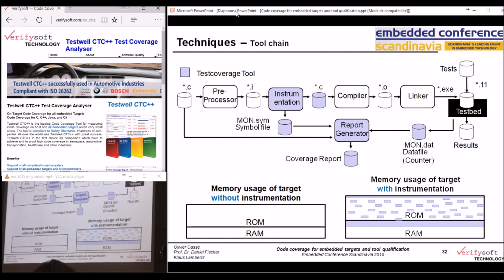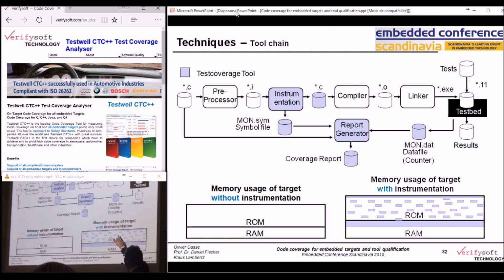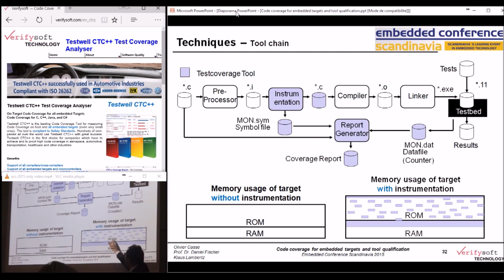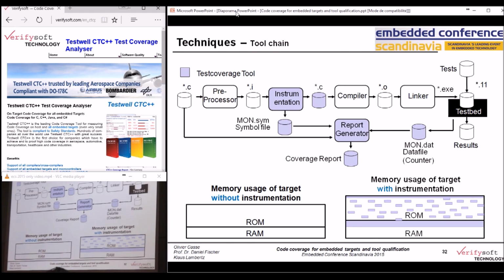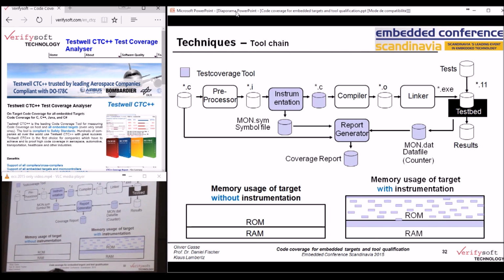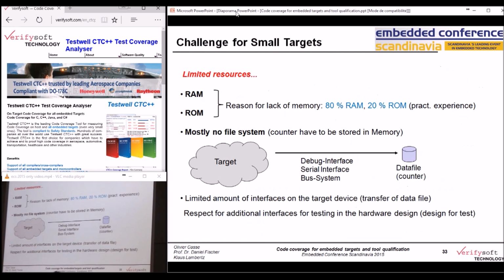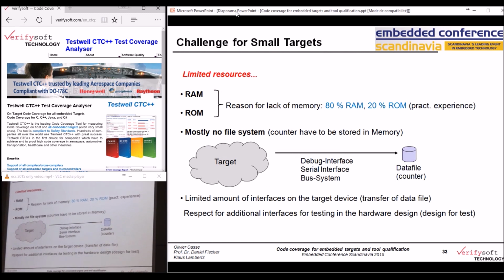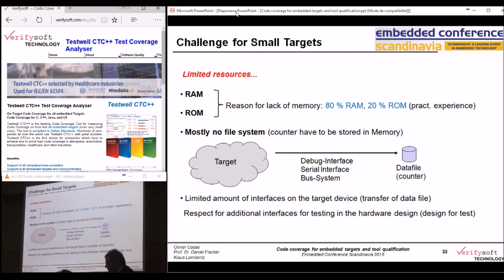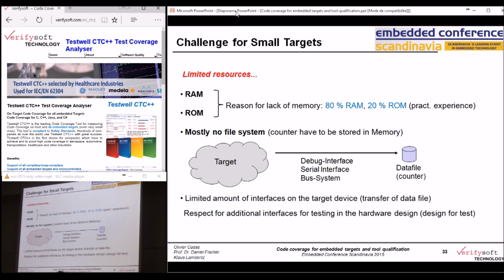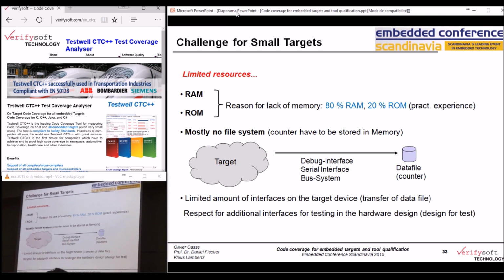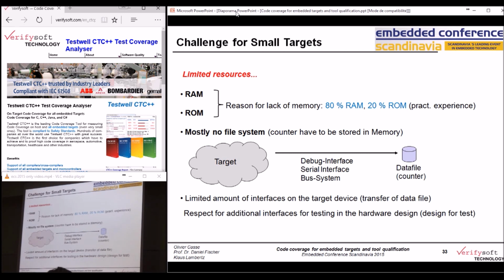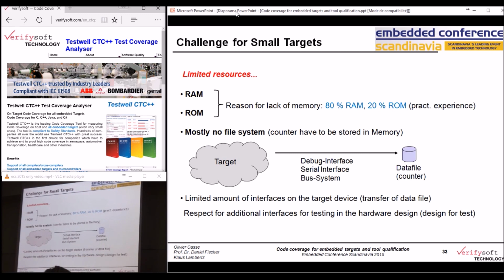But the problem is that by using instrumentation, you need more resources in ROM or in RAM in order to run the instrumentation part and to store the variables of the counters. So how do you manage this? In our practical experience, the reason to not have enough memory is for RAM, and in some situations, ROM. So we have to focus more on RAM in order to be able to run the coverage on the target.